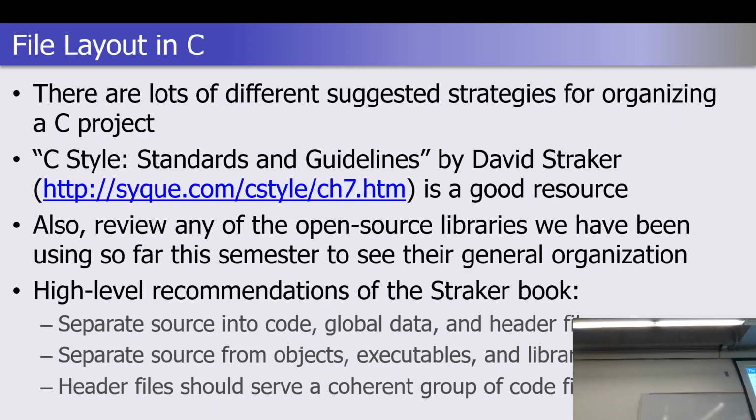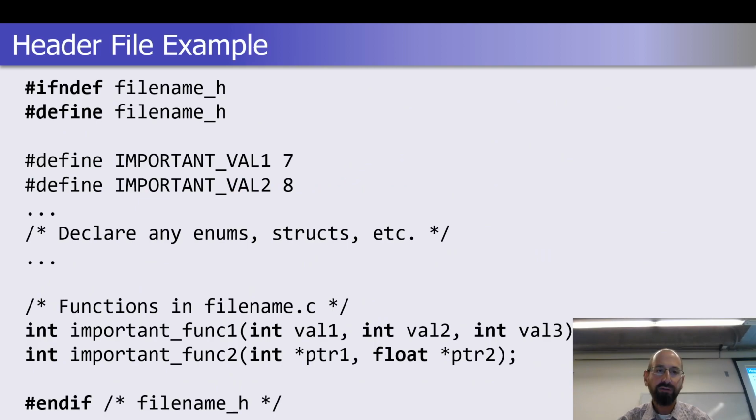But following a style guide doesn't solve the problem of how do I think about my code and how am I going to write functions that are appropriate for it. But the high-level recommendations, at least from that style guide that I thought was pretty decent, is to separate source into code, separate source for data, and then header files. And then header files should be somewhat coherent in terms of the group of files that it is effectively serving. From that style guide is just this header file example, and your header file should look something like this.